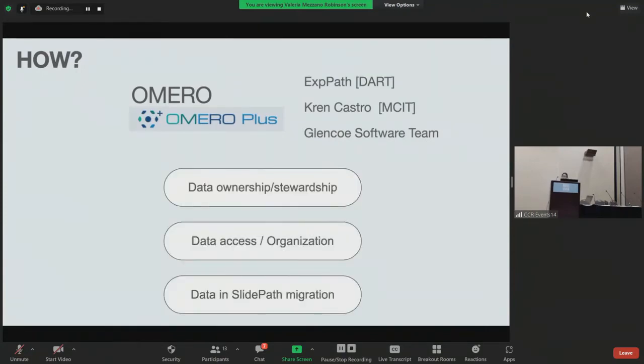And then the things that we had to look for was data. These are our bigger questions, right? Who owns the data and who takes care of the data? Even after something's published, you want the data to be safe. Who has access to the data and how is it organized, so it's easy to search? And of course, our biggest problem was the SlidePath migration.